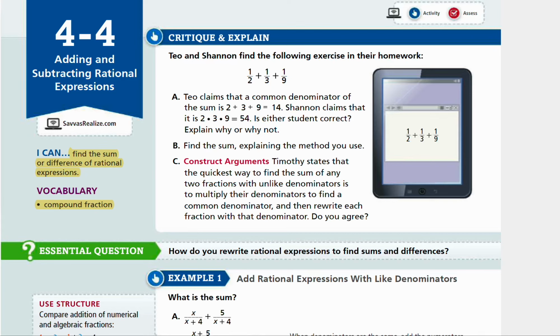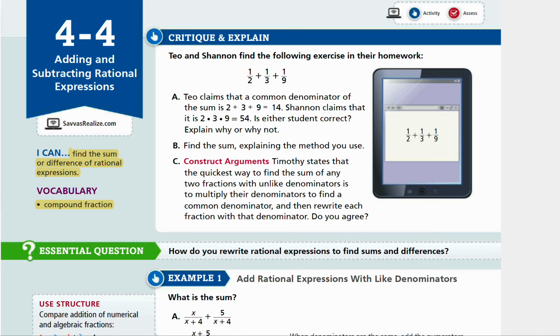Algebra 2, Lesson 4-4, Adding and Subtracting Rational Expressions. In this lesson, we'll be able to find the sum or difference of rational expressions. The vocabulary we're going to use in this lesson is compound fraction. So let's start with critique and explain.